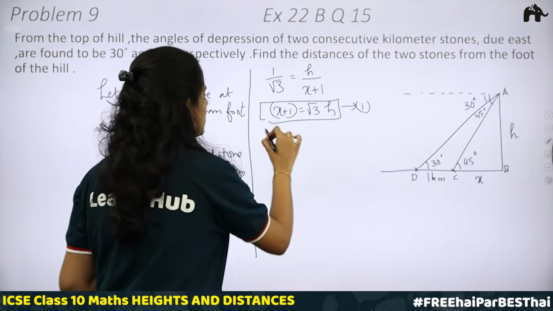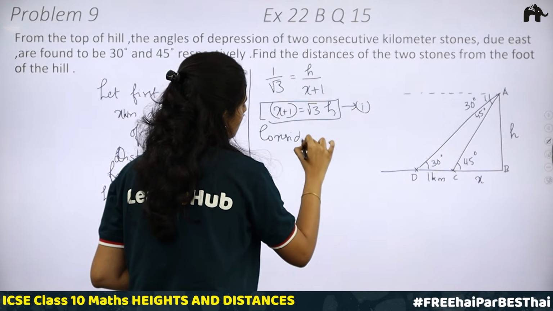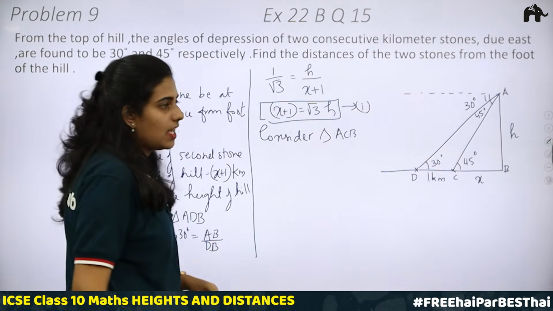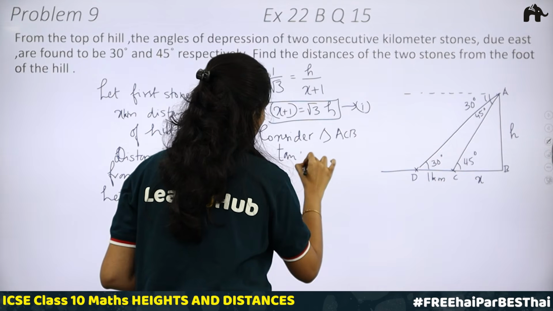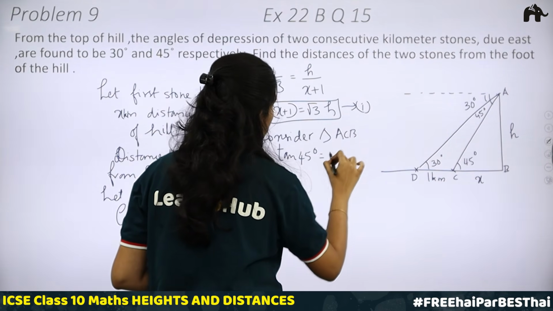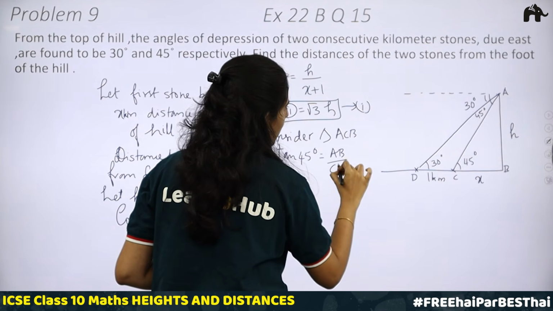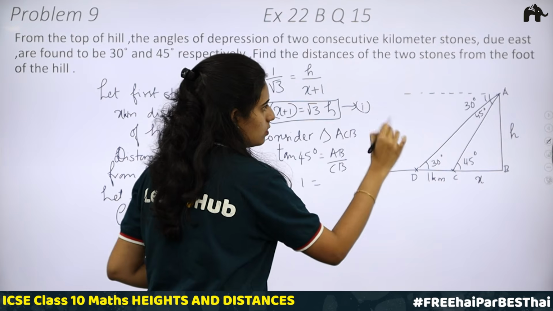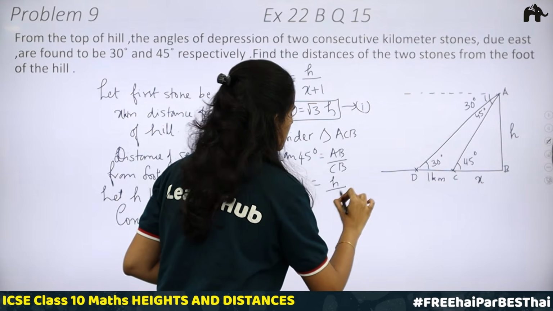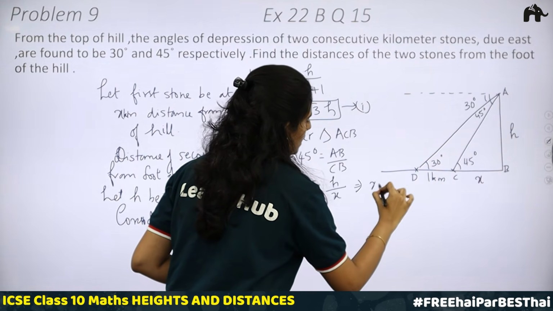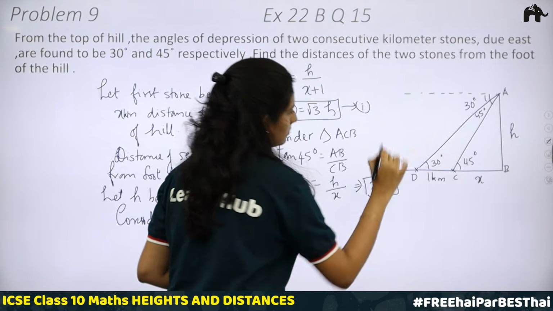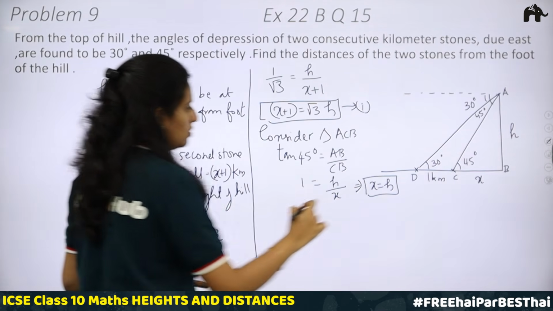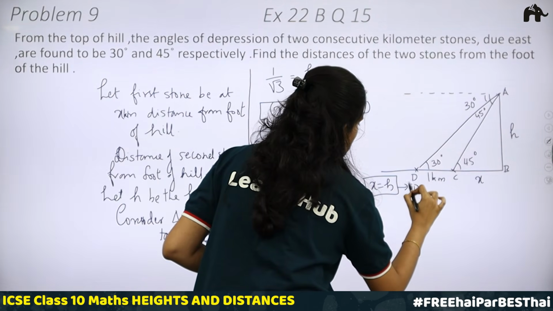Now consider the second triangle. Consider triangle ACB. In triangle ACB, the angle is 45 degrees. Tan 45 degrees is equal to AB divided by CB. Tan 45 degrees is 1. 1 is equal to AB, which is h, divided by CB, which is x, which means x is equal to h. This distance and the height of the hill are equal. x is equal to h, which is taken as the second equation.